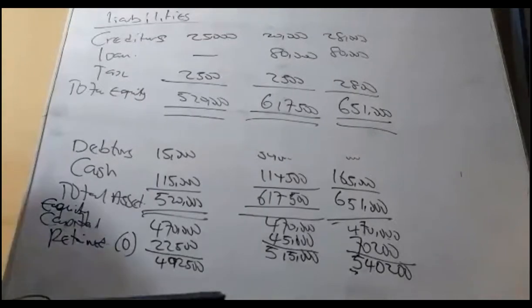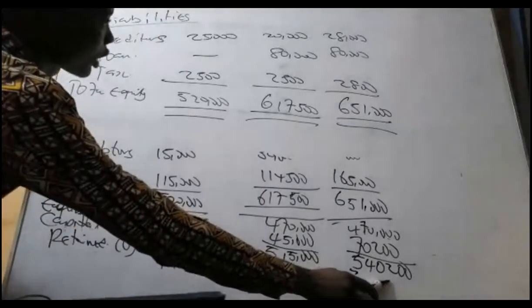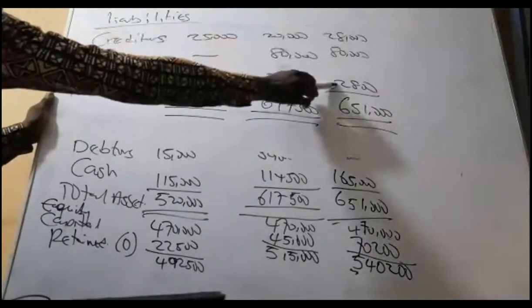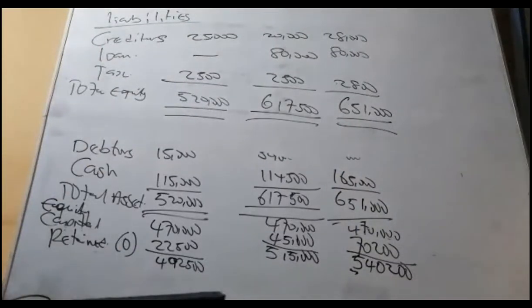With the last year, we are adding from here: equity of 540,200 plus 28,000 plus 80,000 plus 2,800. Then it must give us this. So that's the last year balance. Great. Basically, that is the end of the master budget. This is the ICAN November 2011 question.